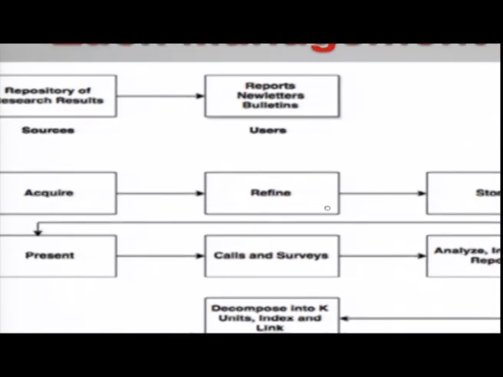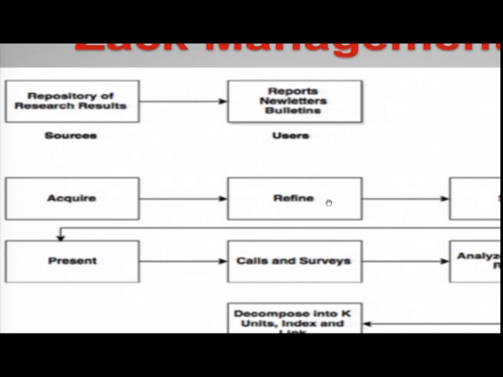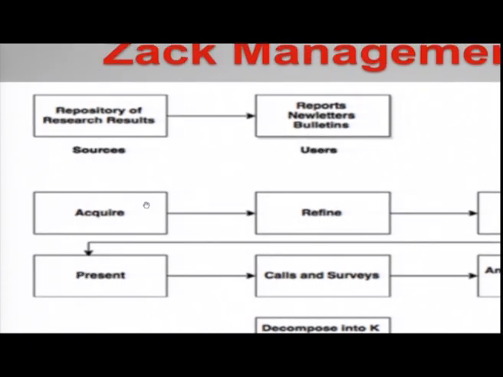Now, let us see how the knowledge is being utilized with respect to the Zach management model. Here, after getting the knowledge, the user is acquiring the knowledge. When the user is acquiring the knowledge, whatever contents he grasps in his mind, he will not be using the entire content whatever he knows. He will be using only whatever is required.